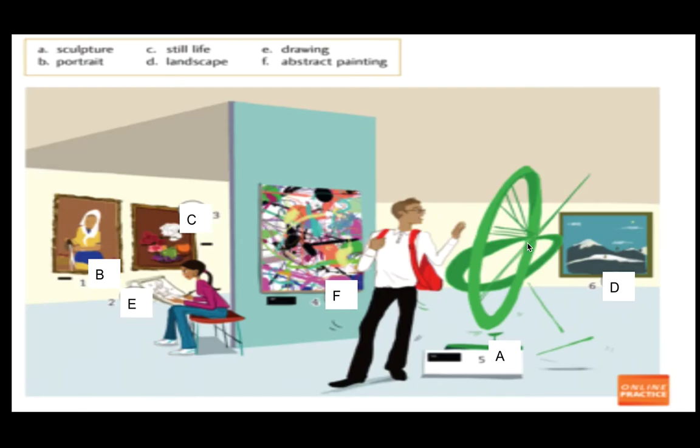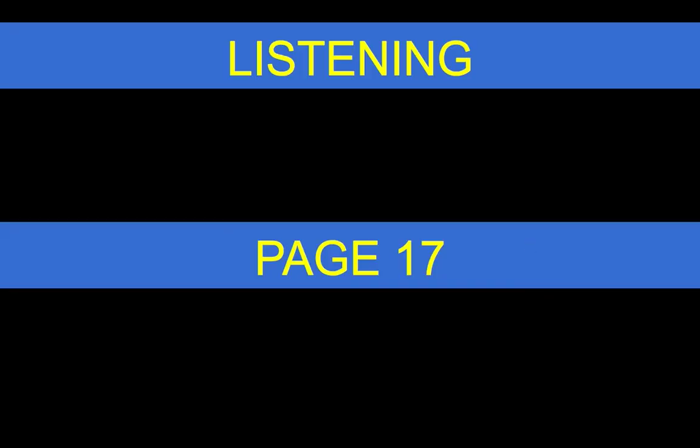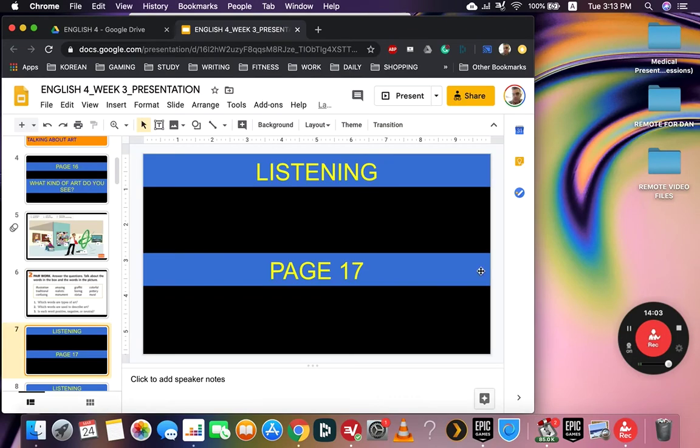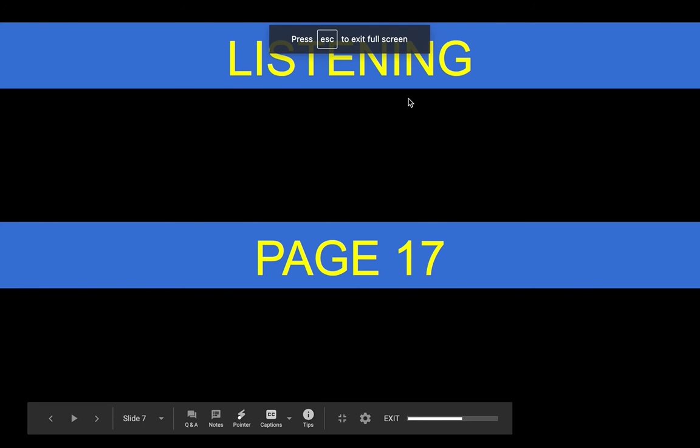Okay, moving on. Let's look at page 17 and we will do the listening exercise. So here, if you have the book, you can see two women, Kelly and Emily. Kelly is on the left and Emily is on the right. They are talking about a painting. So first, let's listen and then we can look at the conversation.